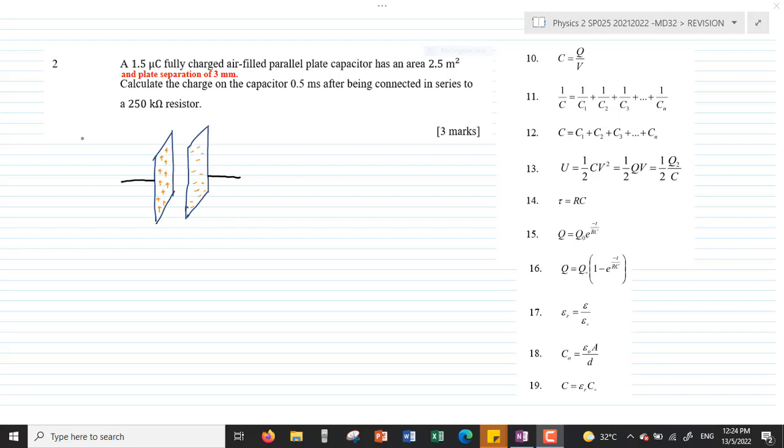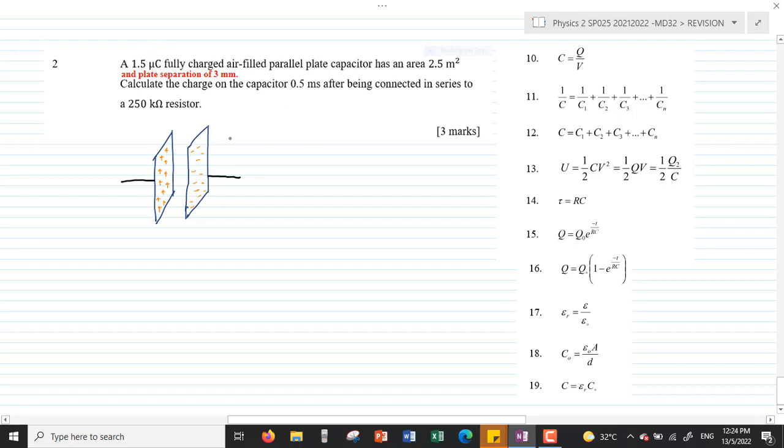So question 2 is about topic 2, capacitors and dielectric. So we have a 1.5 microcoulomb fully charged air-filled parallel-plate capacitor. Let me visualize it. So this is the parallel-plate capacitor. Air-filled means in between the two plates there is an air gap. So this capacitor is fully charged with a charge of 1.5 microcoulombs.